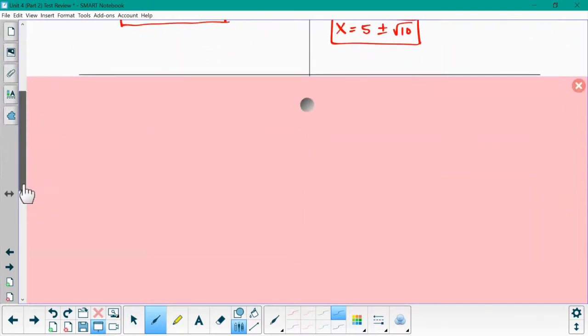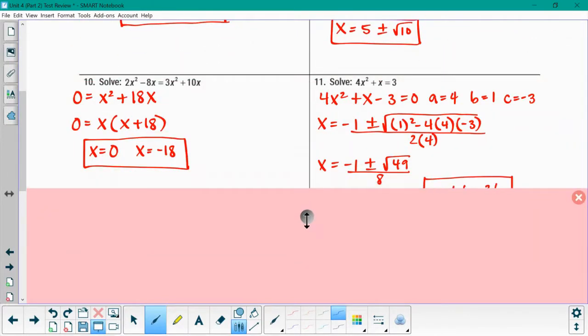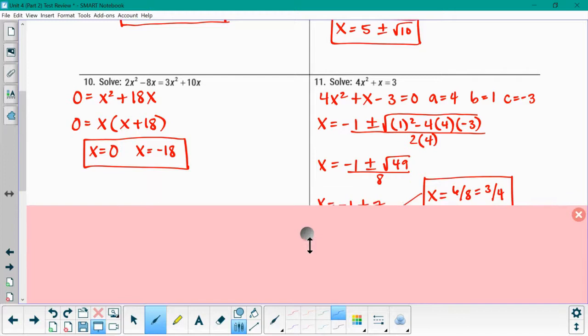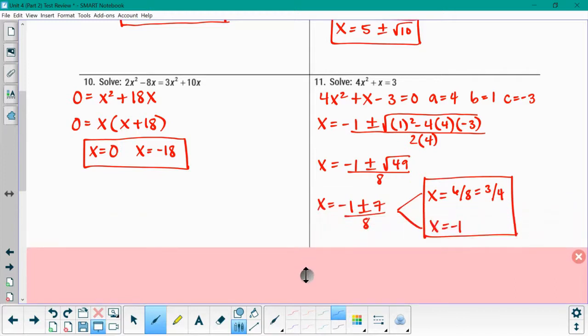Now for number 10, I believe I approached this problem again with factoring. I noticed that I have 2 things in common, which is a GCF. So I pulled out an x in front, and that left me with x plus 18. This tends to be one of the trickier ones for you guys. Remember, x is a factor as well. So I'm going to set x equal to 0, and then I set x plus 18 equal to 0, which gives me x equals negative 18.